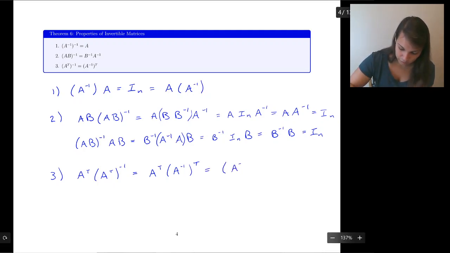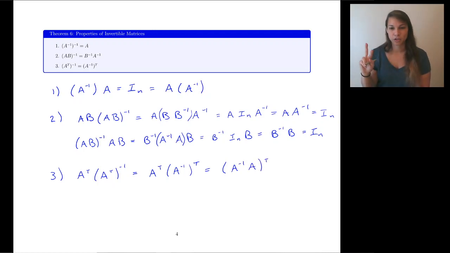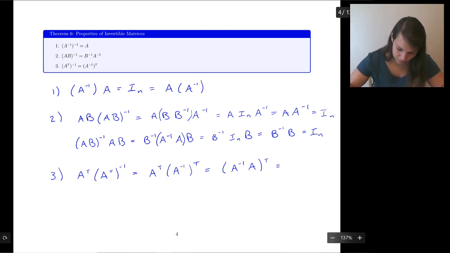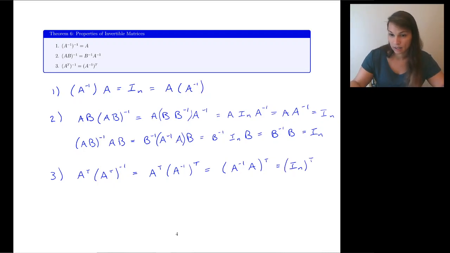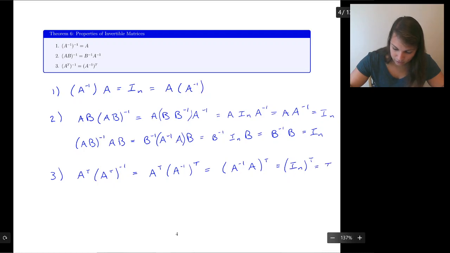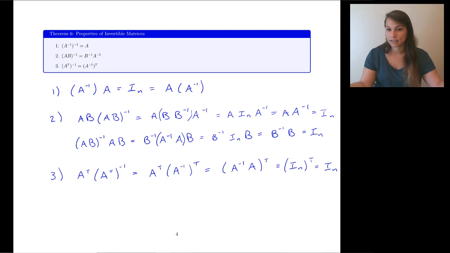Well, we're going to use properties of transposes. Remember, for transposes, you also had that weird switch the order in order to pull the transpose out as well. So I went ahead and did that. And then that is going to be equal to the identity matrix transposed, because we've got A inverse times A. That's the identity matrix. But the transpose of the identity matrix is just itself. Okay, it worked on the right side.